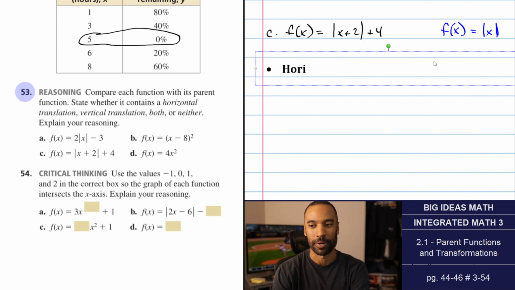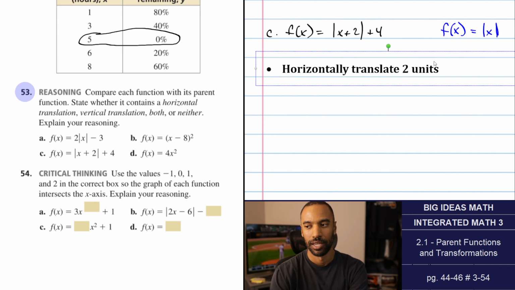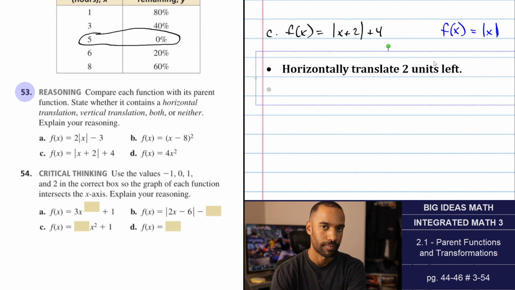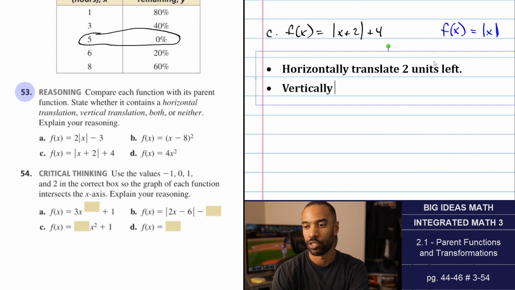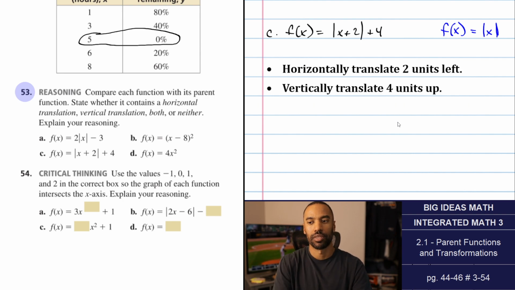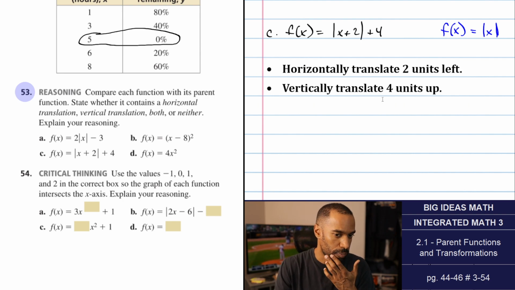Okay, there are 2 things that are happening. You horizontally translate 2 units to the left. Now, this one's left because you got to substitute -2 into this thing for x, for the absolute value part to be 0. But it also translates vertically. You vertically translate 4 units up. So that answers a both, right? It's not just one, it's both.